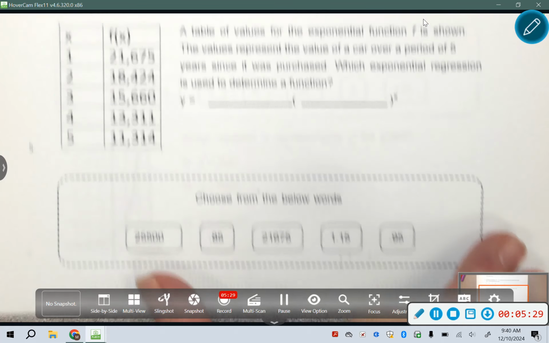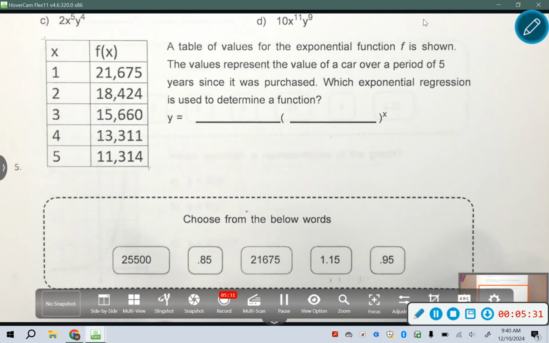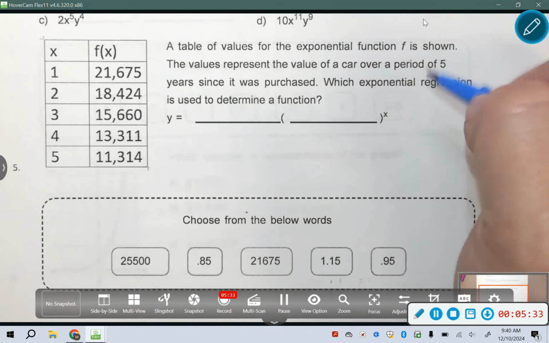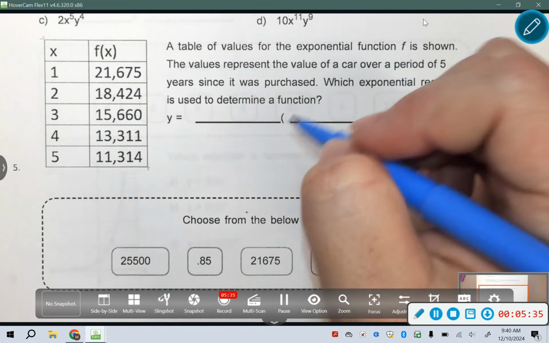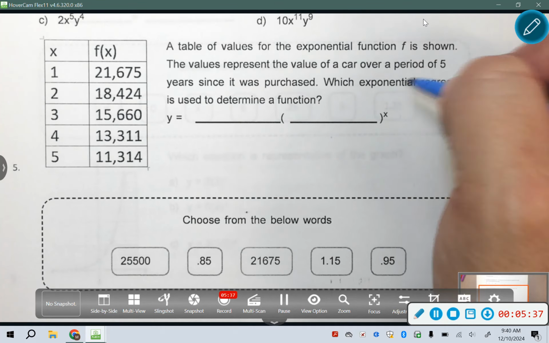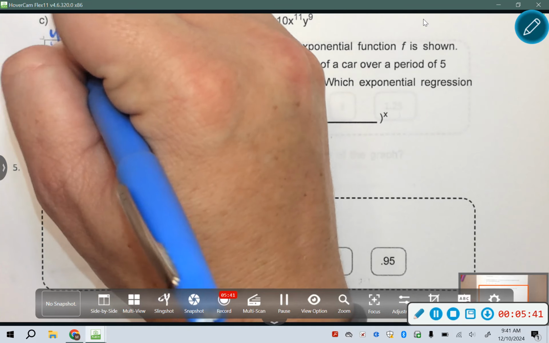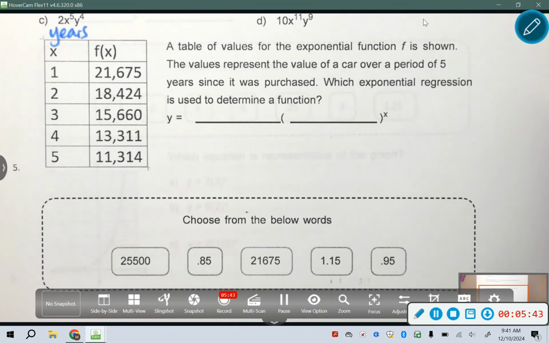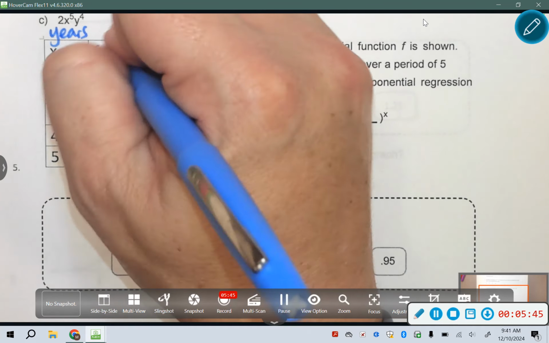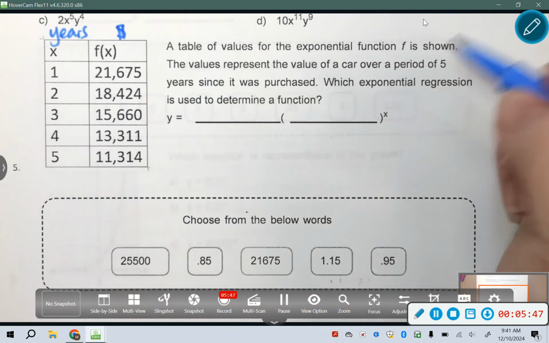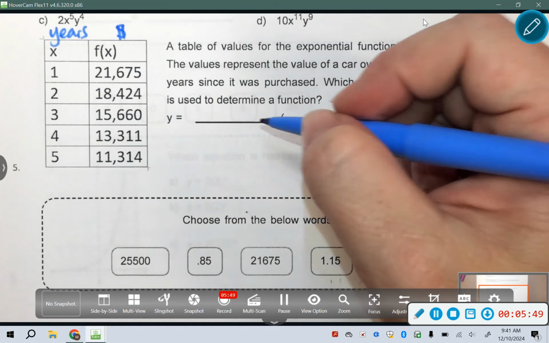Okay, number 5 is here. So it says a table of values for the exponential function f is shown. The values represent the value of a car over a period of 5 years. So I know that years is my x because time is my x. And I know that this is my value, therefore my money. Which exponential regression is used to determine a function?